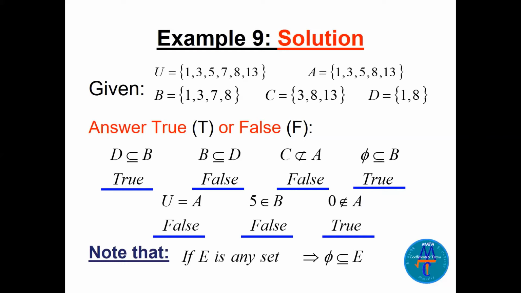Okay, let's see. U equals A: 1, 3, 5, 7, 8, 13. Is it? No, that's not. 5 belongs, you see now? 5 belongs to B. So where is B? B is 1, 3, 7, 8. 5 is not there, so it is false. 0 does not belong to A. See, A is 1, 3, 5, 8, 13. 0 is not there. But use the symbol does not belong.